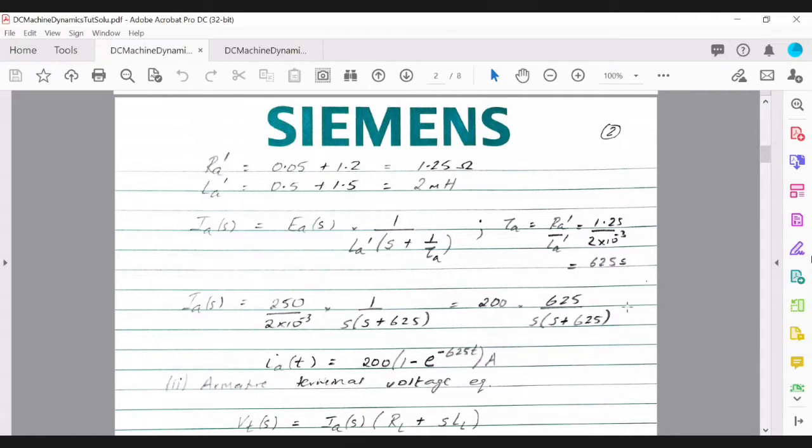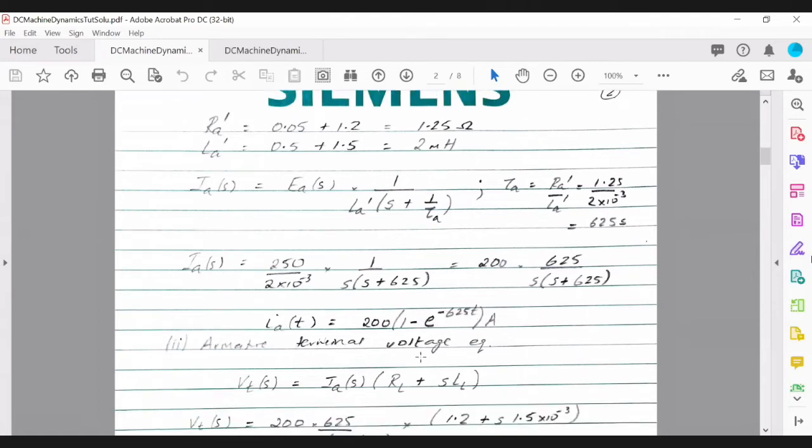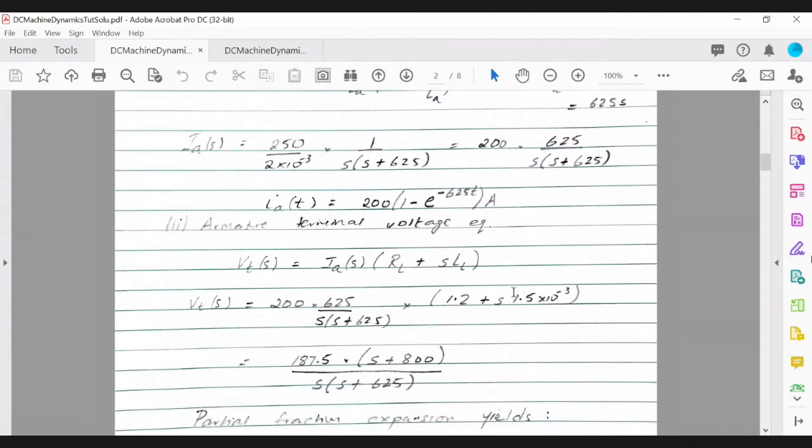So for this term, when you do the inverse Laplace transform, you end up with IAT, which is equal to 200 into 1 minus exponential of minus 325t. So that will be your current in the steady state current in your armature, right? So in terms of armature terminal voltage, if you want to get that voltage, you're going to take your armature current multiplied by only the load section, which is RL plus S into LL.